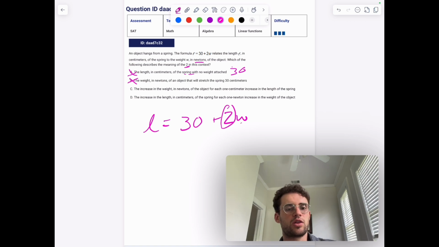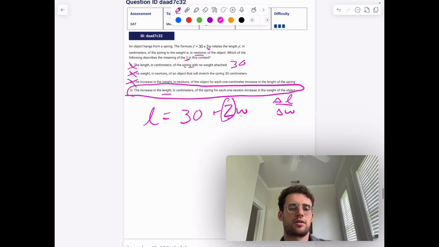The increase in the weight, no, it's the increase in the length, right? Because the slope is like change in the output divided by change in the input. The output is L here. So we want it to essentially be the change in length divided by 1 unit of change in weight. So this one's got it inverted there. And the increase in the length in centimeters of the spring for each 1 newton increase in the weight of the object, right? Every time you add 1 newton to the weight, the length will get 2 centimeters longer.